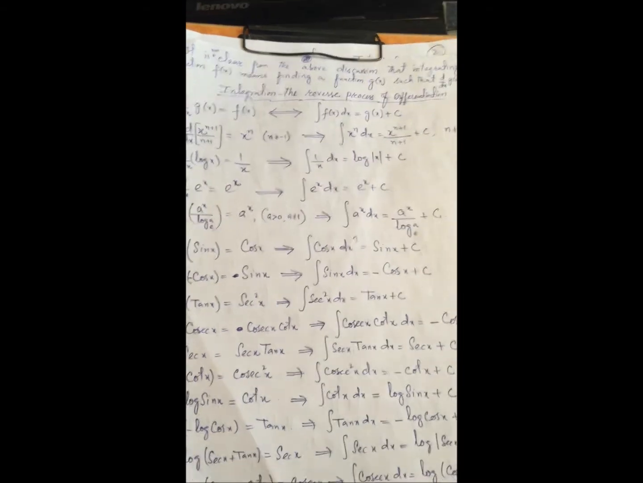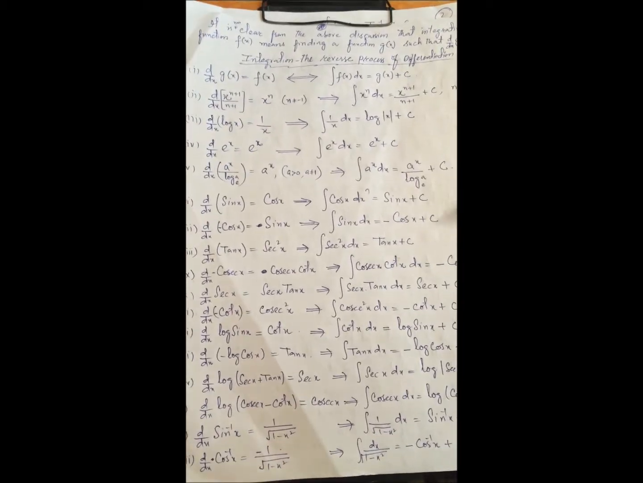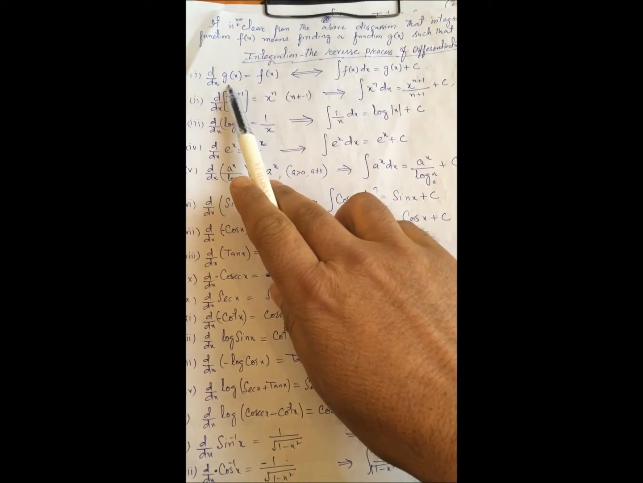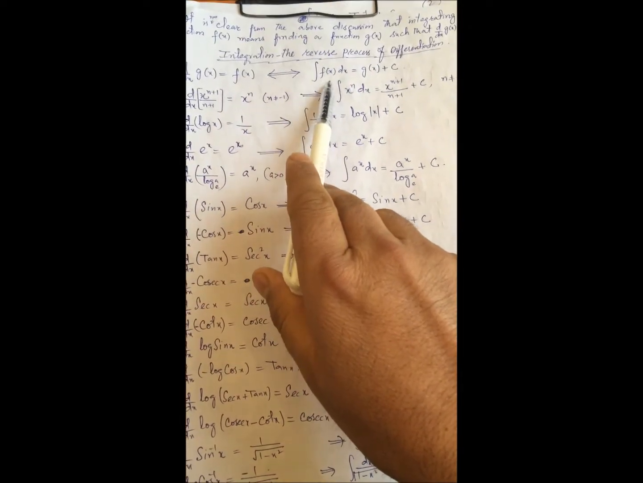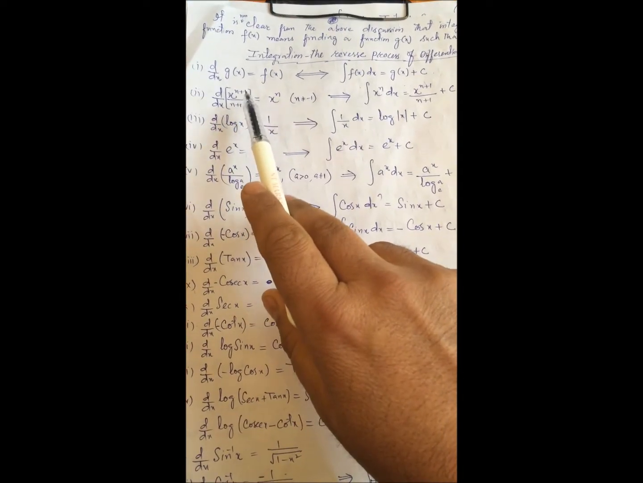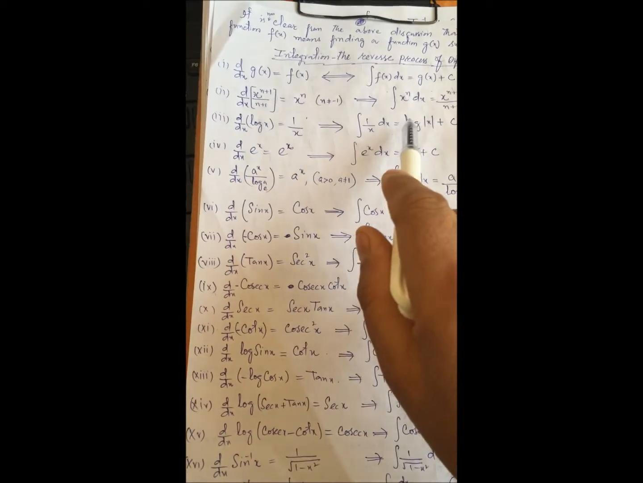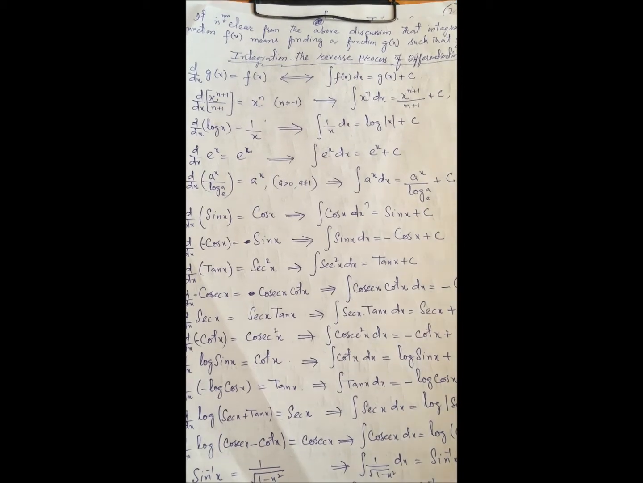I have prepared a chart that gives us a clear picture of integration as the reverse process of differentiation. You can go through this chart. If we have a differentiation of a function g of x as f of x, that means integration of f of x is equal to g of x. And differentiation of x raised to power n plus 1 divided by n plus 1 is equal to x raised to power n. That means integration of x raised to power n is x raised to power n plus 1 divided by n plus 1.